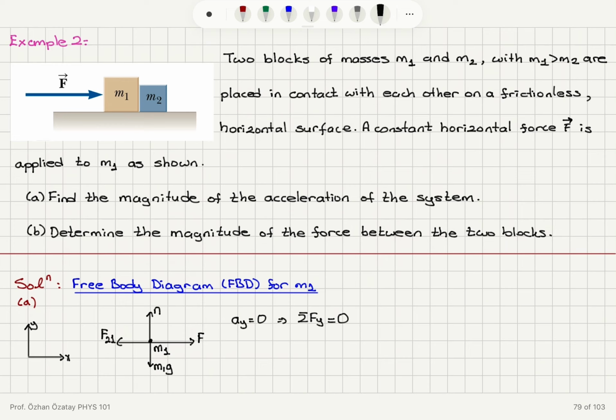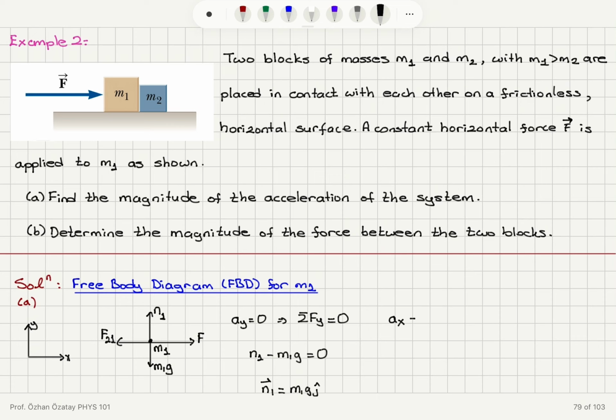So what are the y components? Let's call this normal force N1. So N1 minus M1g must be equal to 0. So N1, we can say, is M1g in j hat direction. That's the normal force. What is it doing on the x-axis?